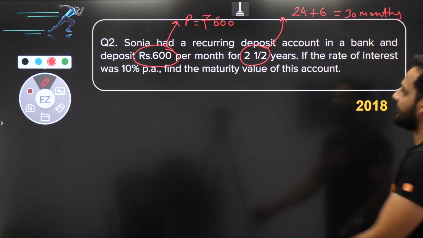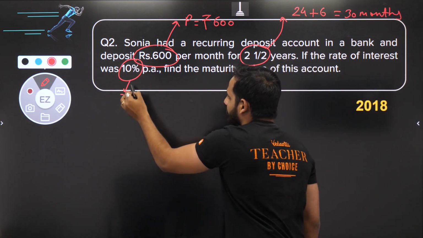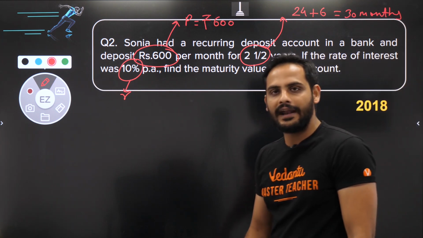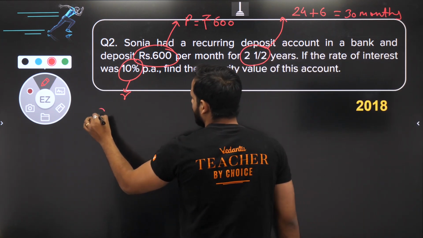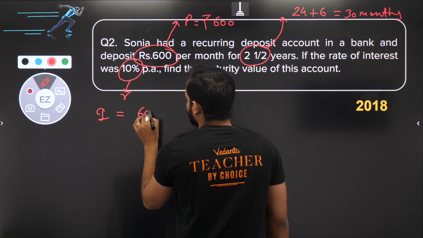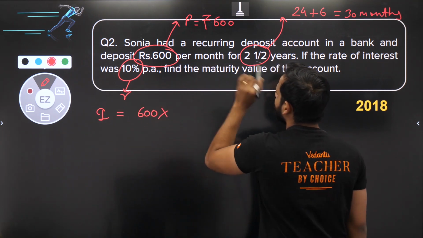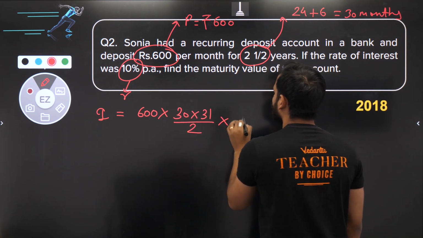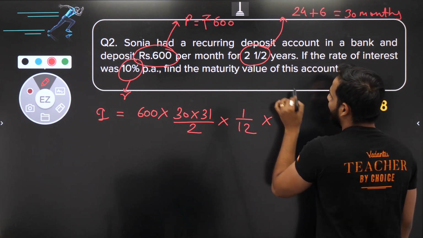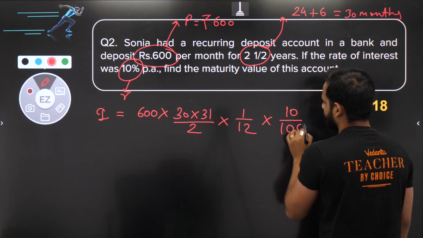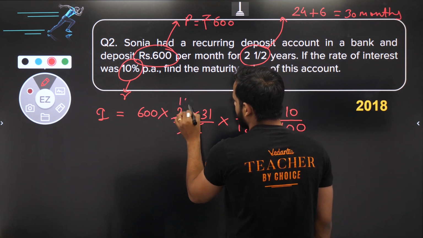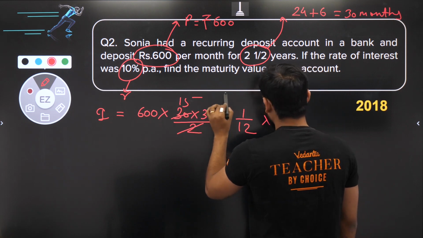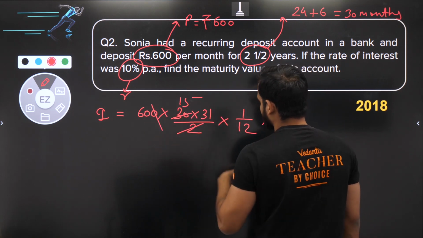If the rate of interest R is also given, find out the maturity value. To get the maturity value, the first thing is to get the interest. I know that the value of interest will be P into n into n plus 1 by 2 into 1 by 12 into R by 100, which is 10 by 100. Right? You can say, sir, this is 15 times. And then you can say this to this got cancelled. And then you can say, sir, this 0 to this 0 got cancelled.